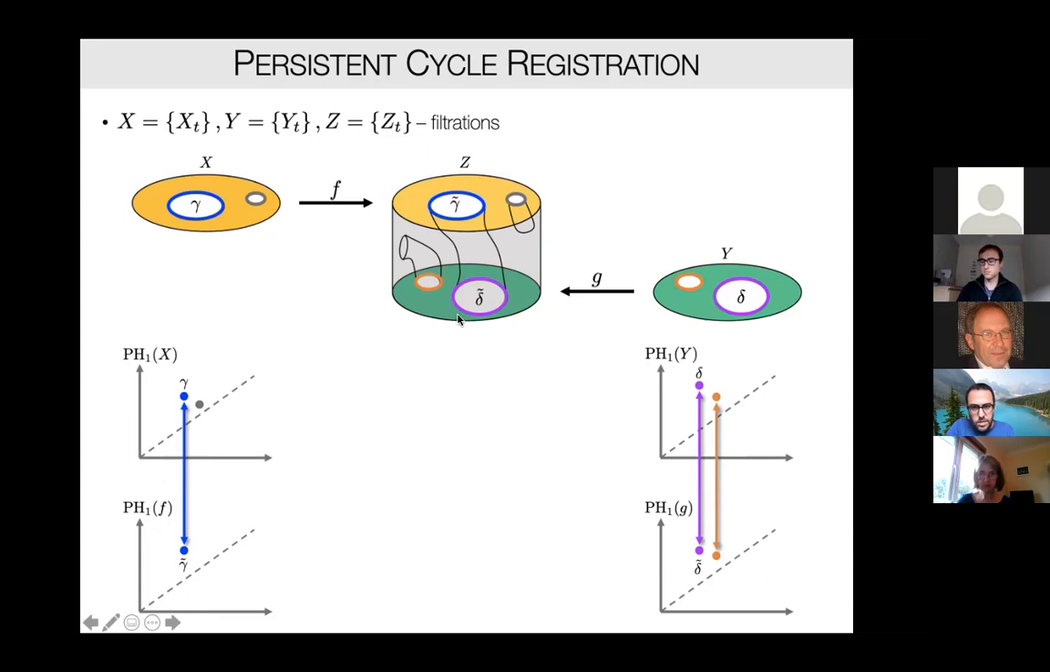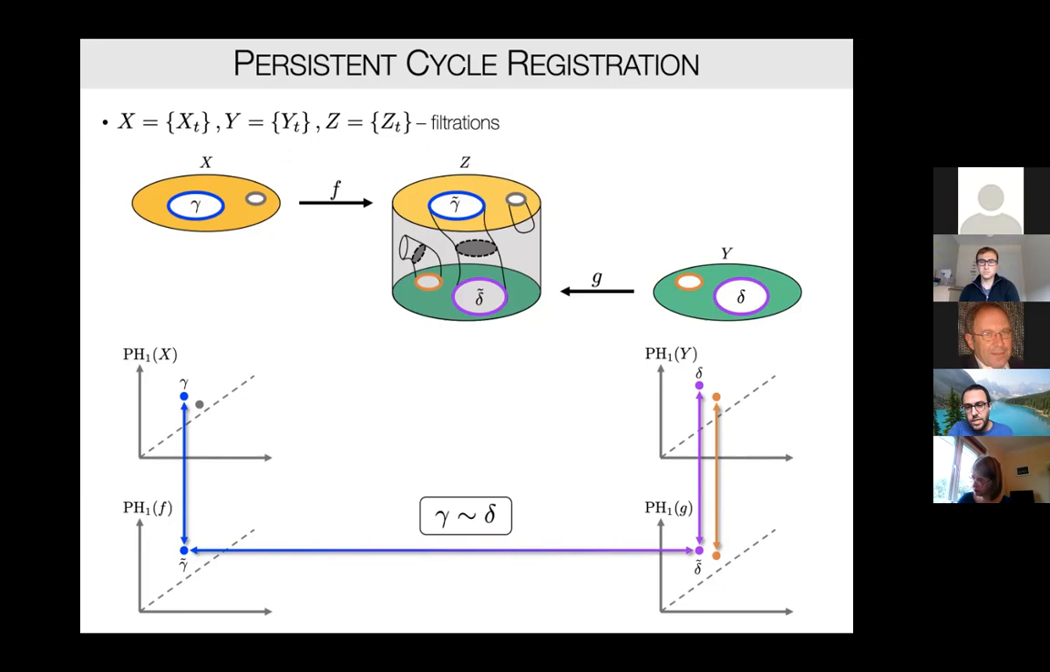Things die in this persistent image when something in Z kills them. So if at some point those two cycles, the purple and the blue, are homologous, they're going to be killed by the same chain in Z, and so they're going to have the same death time. Now we're looking at the persistent images on the left and on the right, and we need to find cycles that have the same death time, and then we declare those two cycles, gamma and delta, as equivalent, or as a matching.